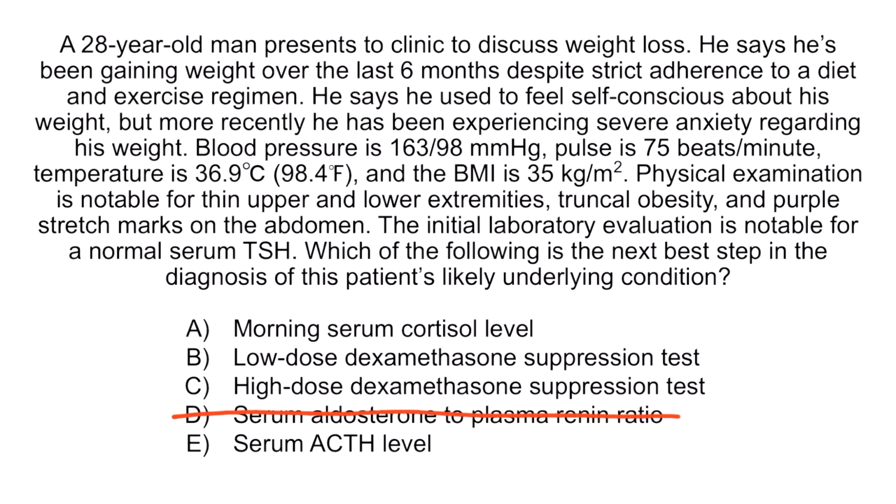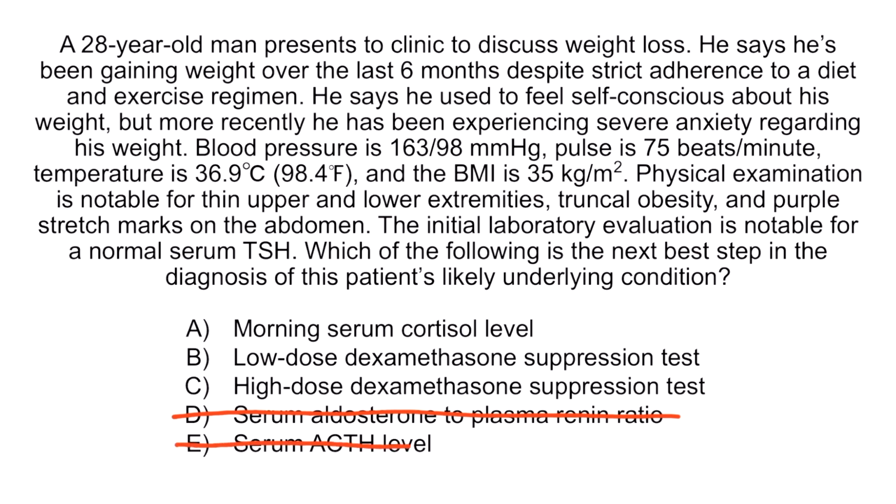Option D is incorrect because this test is used in the workup of primary hyperaldosteronism, not Cushing syndrome. Although this patient's elevated blood pressure could be consistent with primary hyperaldosteronism, his thin extremities, truncal obesity, and purple stretch marks are more suggestive of a diagnosis of Cushing syndrome.